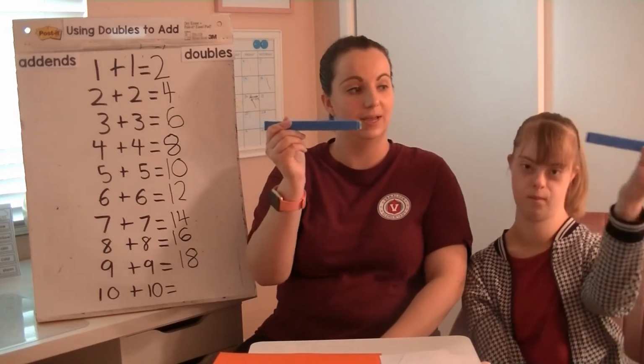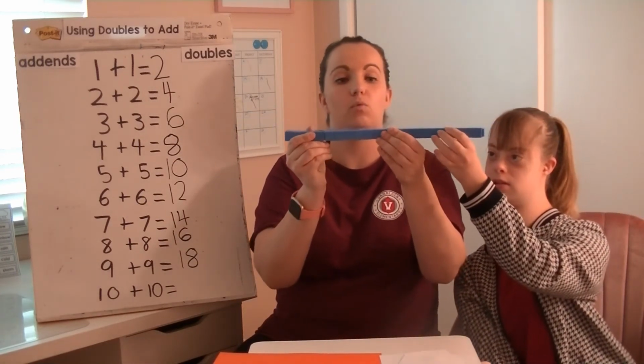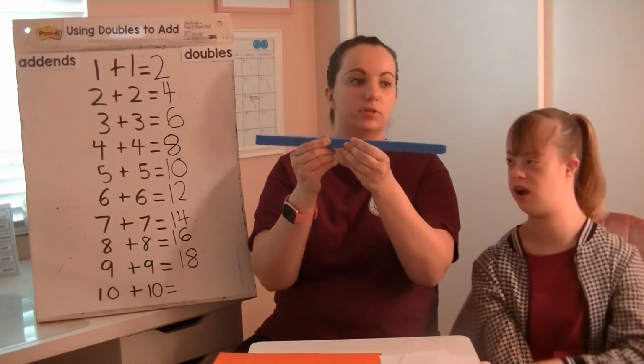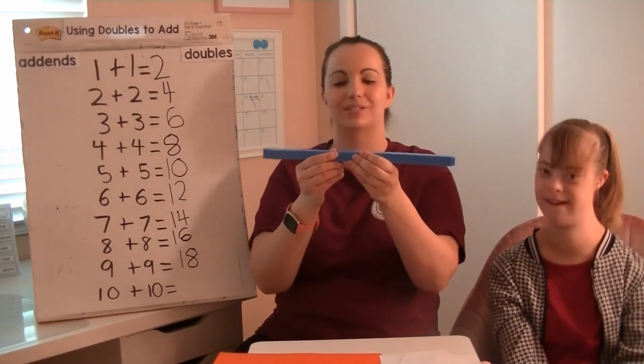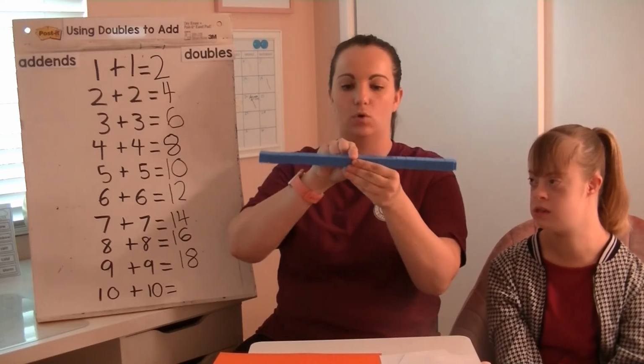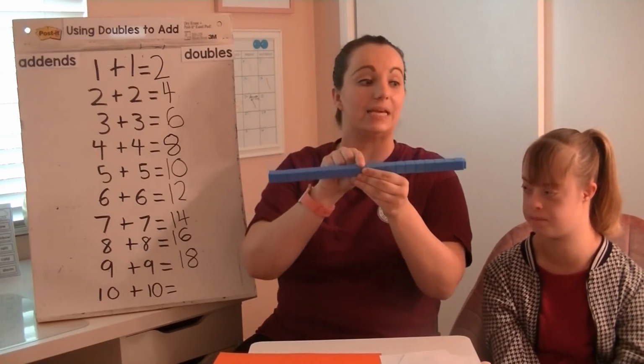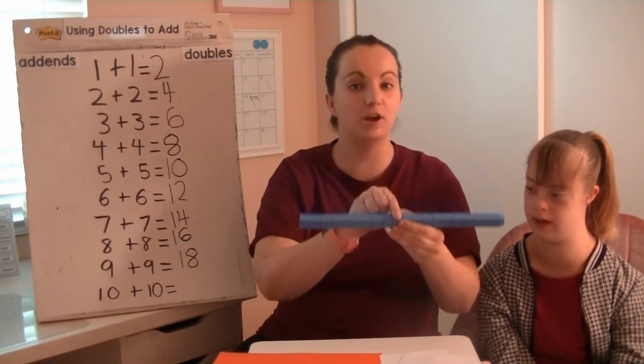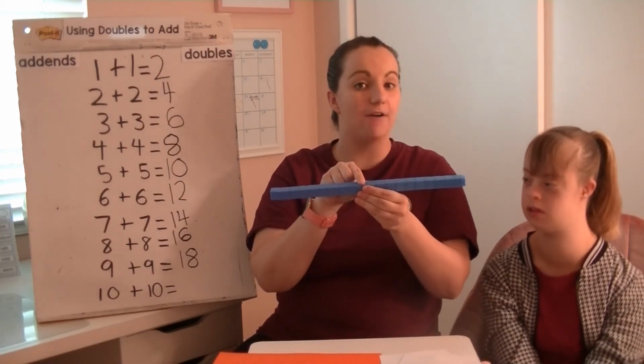Here they come. 10 plus 10. Whoa. Hopefully this is still in the camera. Just kidding. I know it's going to be a big number. But look, I had my 10 right here. I'm holding it. Then let's keep counting on, adding on. Okay. What number comes after 10?